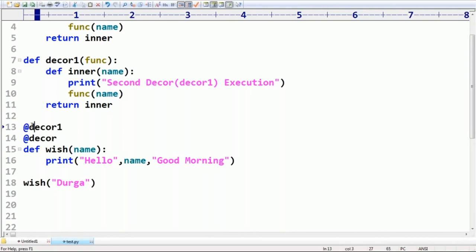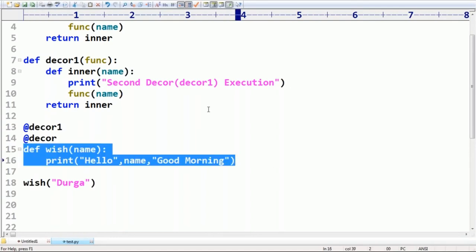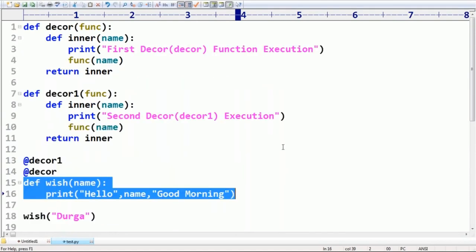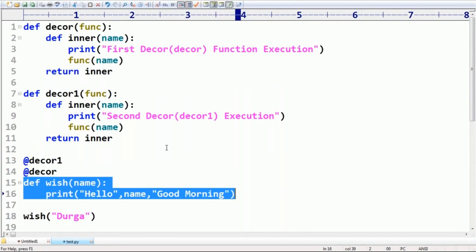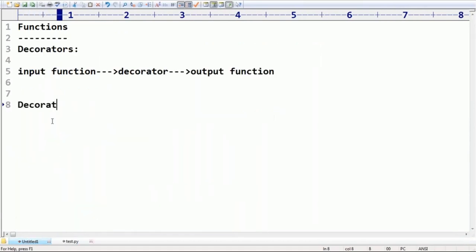Now for this function, how many decorators are going to be executed? Every time whenever we are calling, automatically 2 decorators by default are going to be executed. Remember that 2 decorators will be executed. We can chain multiple decorators for the same function. What is this concept called? This concept is nothing but decorator chaining. You should be aware of this clearly.